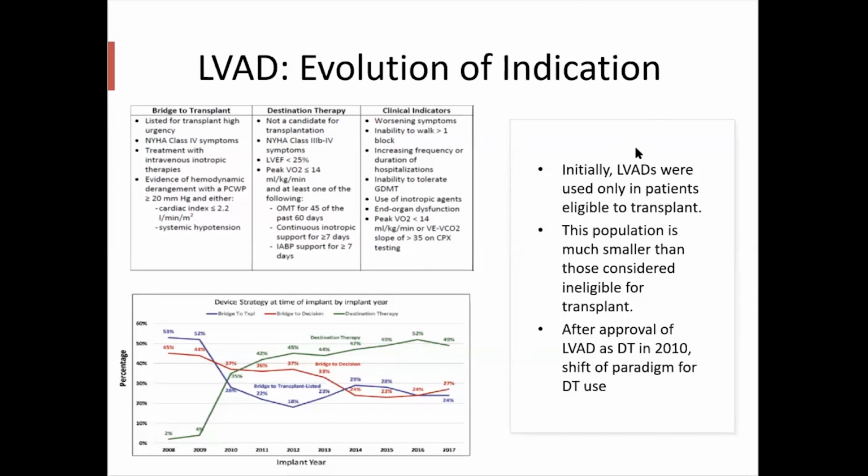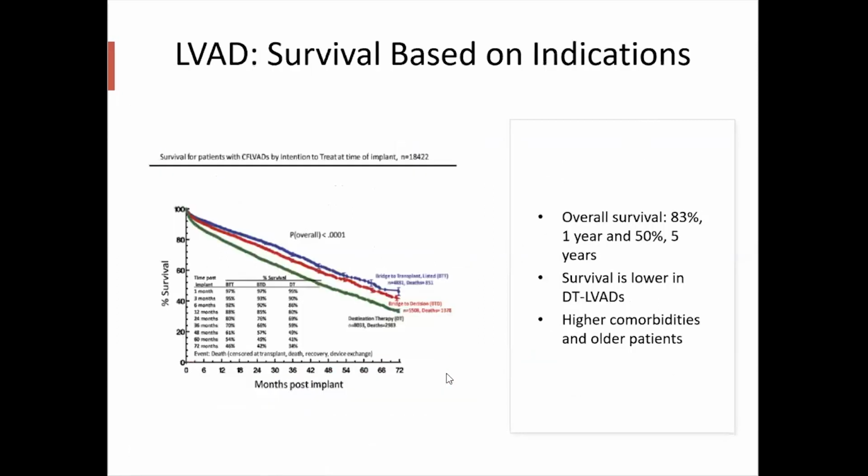Initially, the LVAD was approved for a bridge to transplant, but after approval as a destination therapy in 2010, the green line on the lower corner, you see there's an exponential increase, and more patients get implanted as destination therapy rather than bridge to transplant in recent years. And how they do over time, this is all the LVADs. The 1 year survival is about 83%, and 5 year survival about 50%.